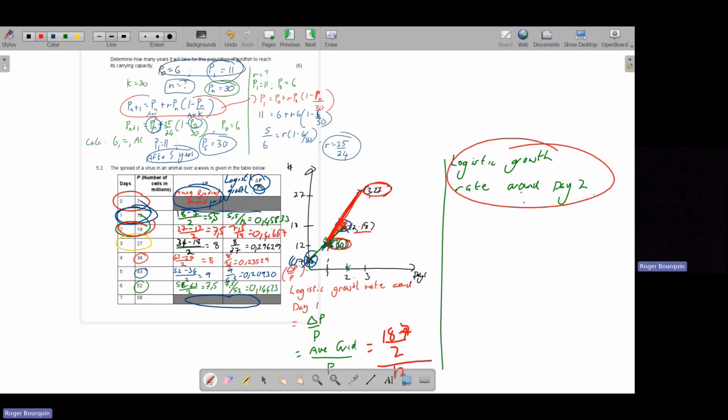0.41667. So logistic growth rate: average gradient around that point, doesn't even have to go through the point, average gradient around that point divided by the population in the middle. There's your average gradient, there's your logistic growth rate. It's a function of population. I filled in the rest of the values for you. You can figure those out. So now I've got that whole table of values.